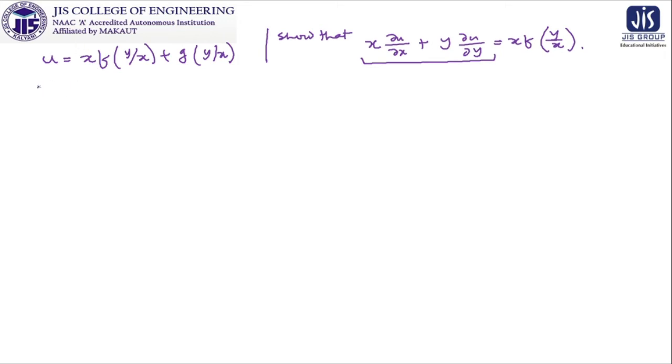So here u is this, so we can write v, we are assuming v is equal to x f(y/x), the first part of u, and w is equal to g(y/x). Okay, we are breaking the given function u into two functions v and w. Why? It will be clear, but we can write now u is equal to v plus w.